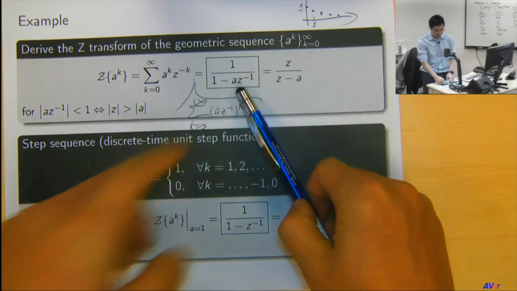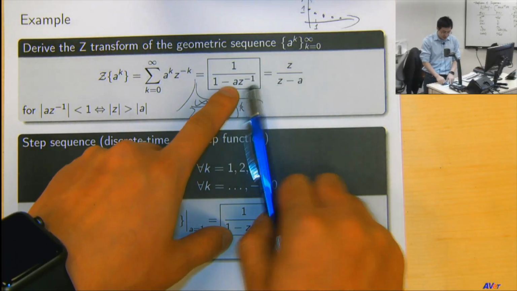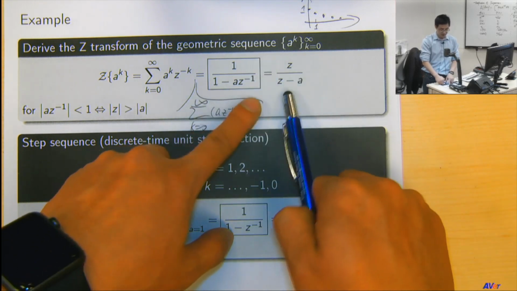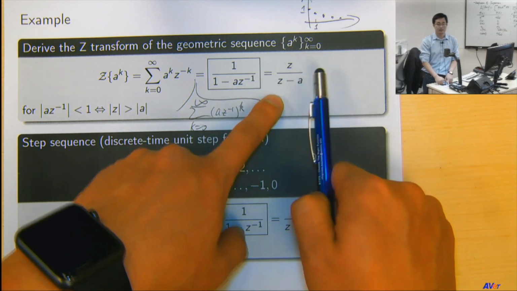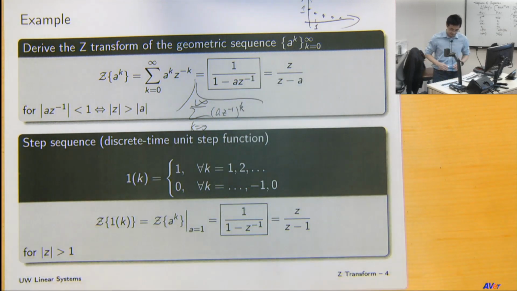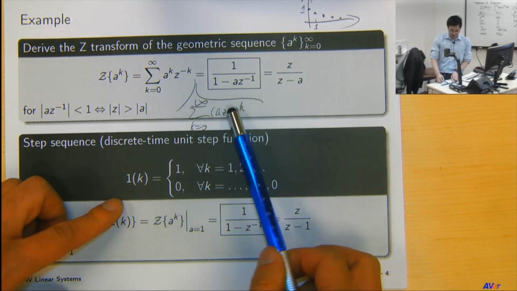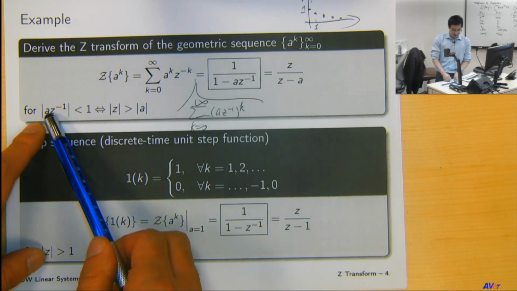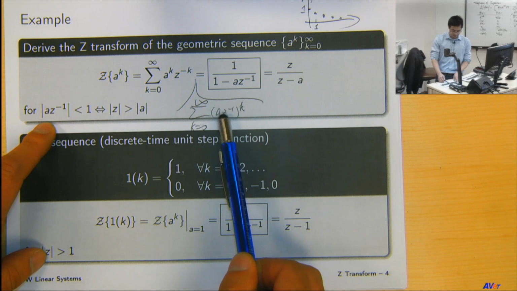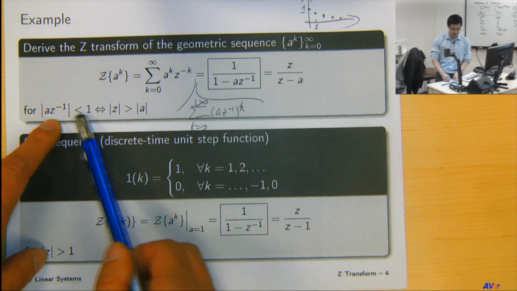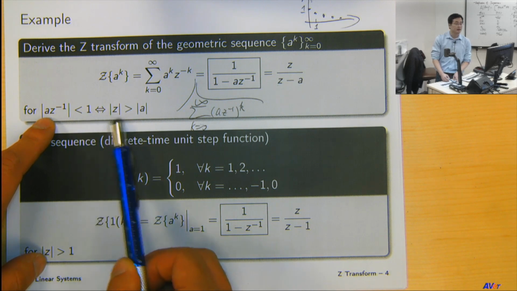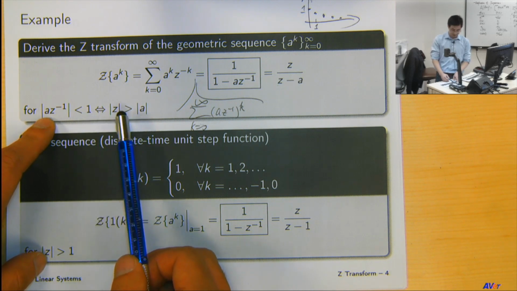We can use a different form. We can multiply z in both the numerator and denominator and get its equivalent form, z over z minus a. So the region of convergence is that for this to converge to this, this element x here, the magnitude must be less than 1, which is the same as the magnitude of z being larger than a.